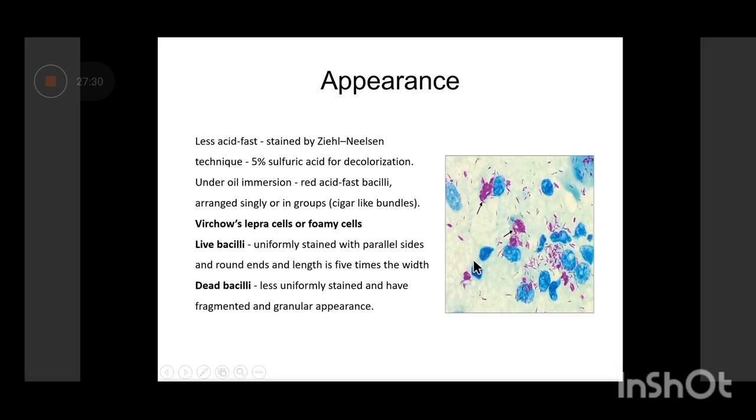We find dead bacilli and live bacilli. Live bacilli are uniformly stained. They have parallel sides and round ends, and their length is 5 times the width. The dead bacilli are less uniformly stained, and they have a granular and fragmented appearance. This is how we identify the live bacilli and the dead bacilli.